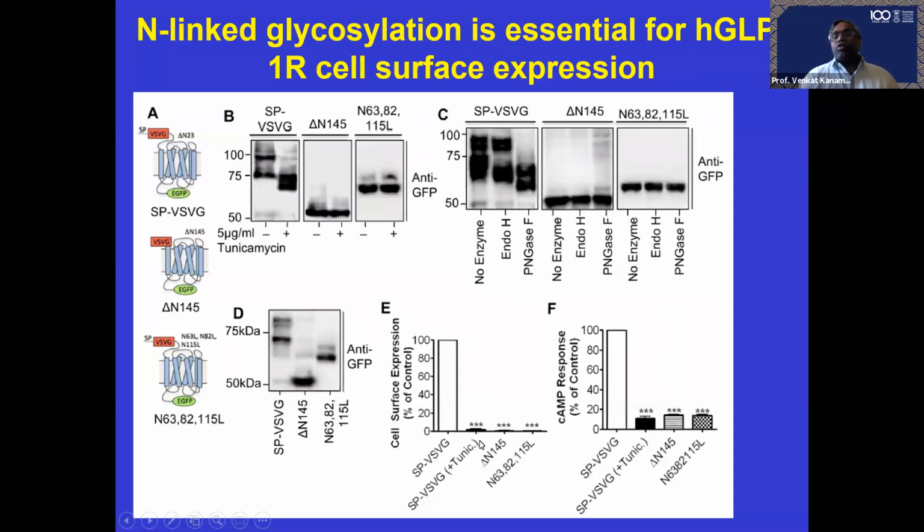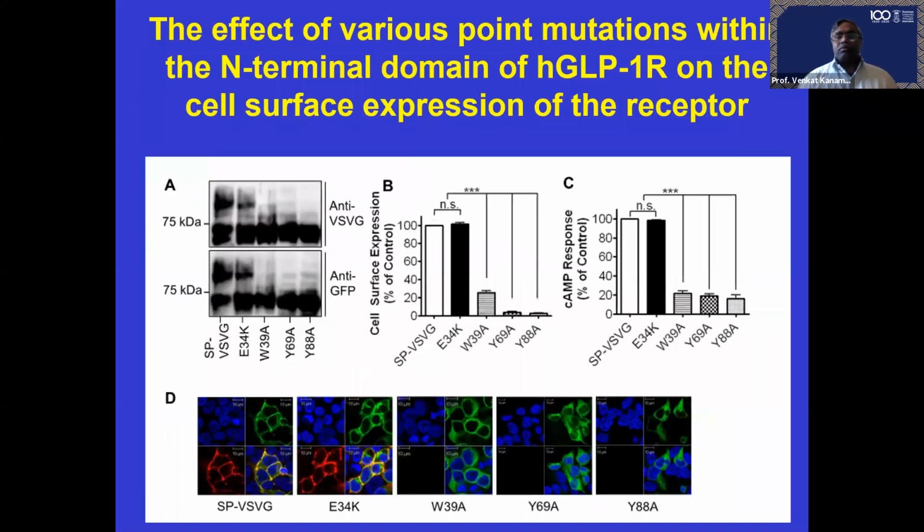Again, when we treat with tunicamycin, or use mutants which are defective in N-glycosylation, the receptor no longer expresses at the cell surface, and therefore it is inactive in producing cyclic AMP, indicating that N-linked glycosylation is also essential for the receptor's cell surface expression. And there are also mutants which were previously shown to be required for the activity of the receptor.